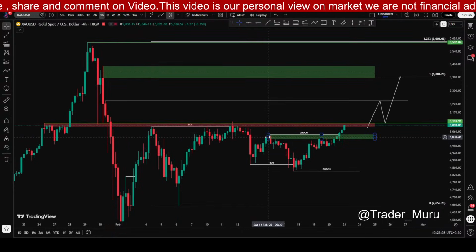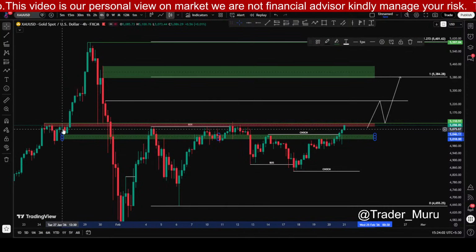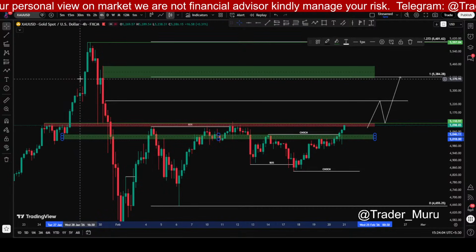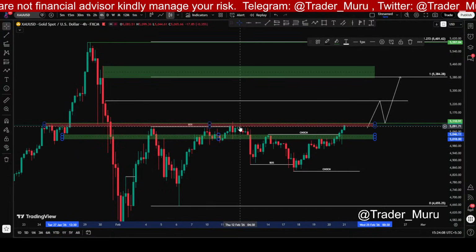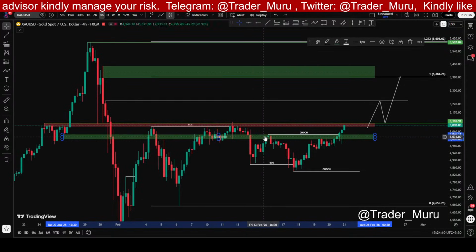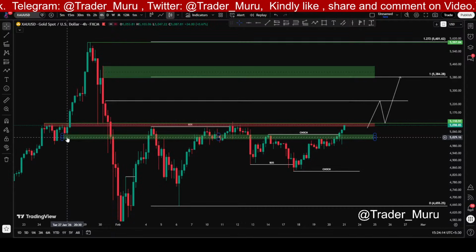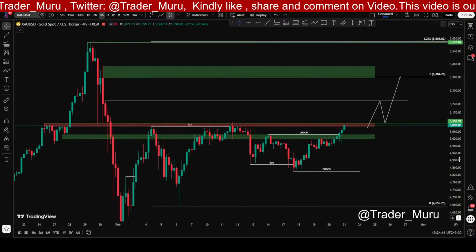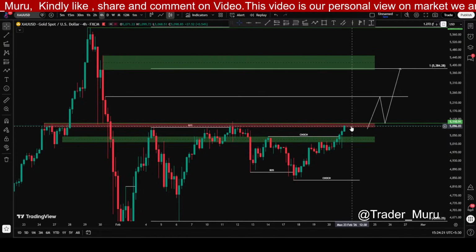And if you see this green zone here, if I extend it, look at this. Rejection, retest, pump. Same thing here. Rejection, retest, again rejection, break below, retest, drop. That's why this green zone is very important. And it is our previous high too. So this area should hold now.